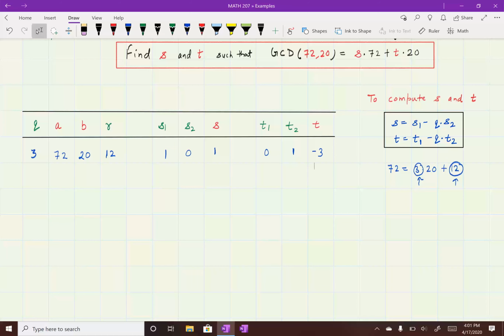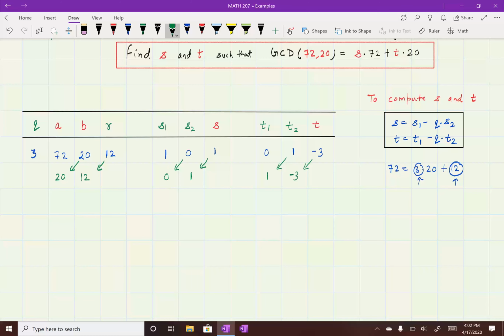Now I'm going to repeat this process by shifting my columns. So in my next step, the b will become a, which is 20. The remainder r will become b, which is 12 here. The value of s1 is coming from s2, which becomes 0 here. The value of s2 is coming from s, which is going to be equal to 1 here. The value of t1 from shifting is going to be equal to 1, and the value of t2 after shifting is going to be equal to minus 3.